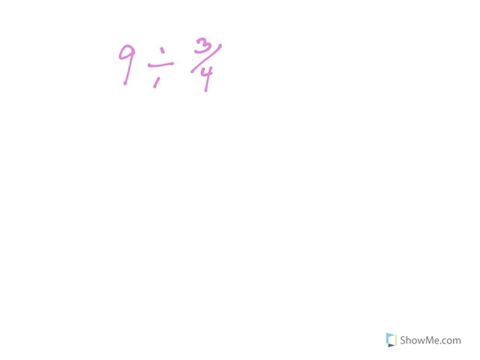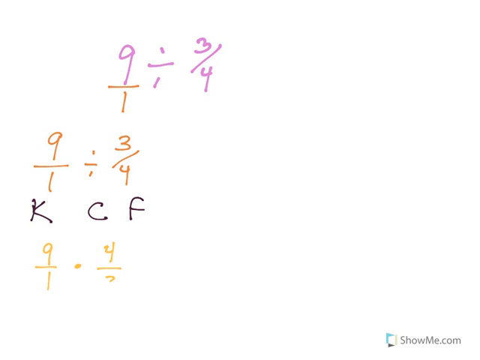9 divided by 3/4. Well, again, we have to make that first one a fraction. I'm going to write this over so it's a little prettier. I have 9 over 1 divided by 3/4. Now we are going to keep, change, flip. I'm a very visual learner, so I'm going to write that out. When I keep the first fraction, it just stays 9 over 1. I change division to multiplication, and then I flip that second fraction, so it's going to be 4 over 3.